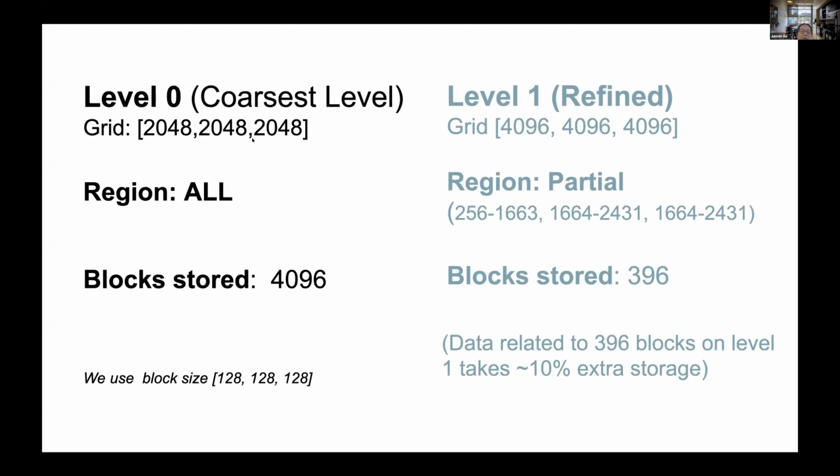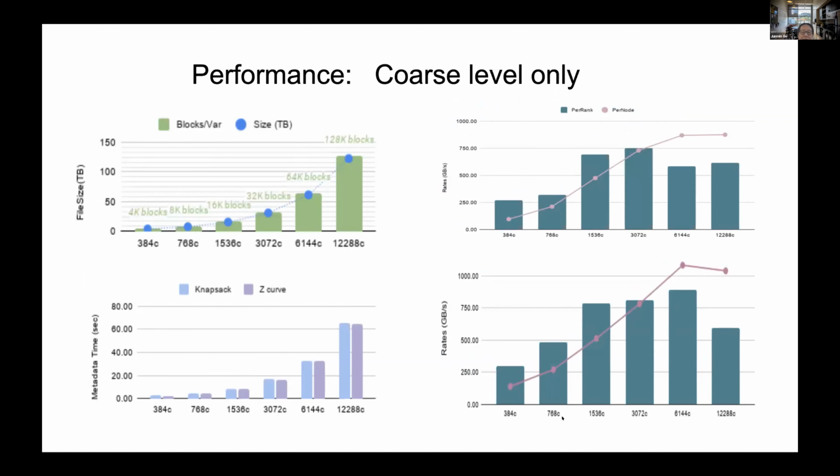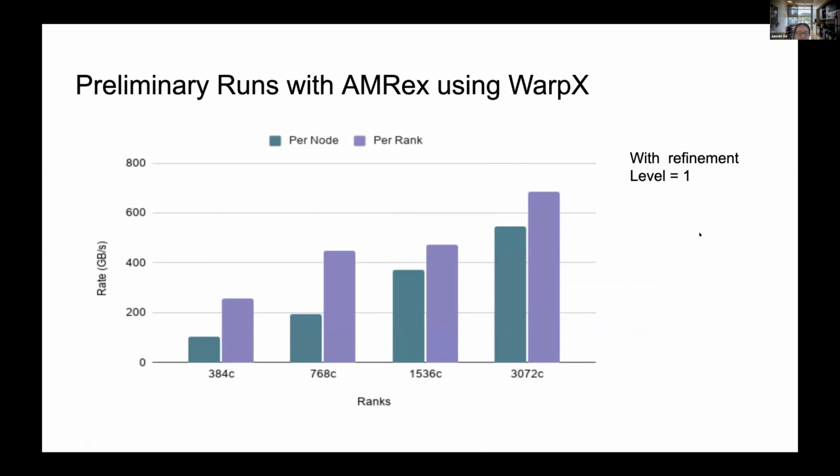And here's a comparison that on the coarse level, we store everything, the whole region. And then on the refined level, we only store the refined region, which is about 10% of the original one. And it's reflected in the storage size, file size. So this is the performance result from the coarse level, and there are two different setups for WarpX, and the files go up to 100-something terabytes. And then here's the reading performance for loading up the files, and here's a preliminary run for using AMReX with one refined level using WarpX.